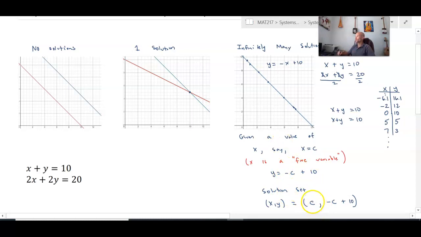So for instance, if we say c is 0, then negative 0 plus 10 is 10, and that's that point right there. If we pick c equals 5, then we get the point 5 comma 5, which is this point right here. And this is a way of describing that solution set when there are infinitely many solutions. Okay, that's really all there is to it.